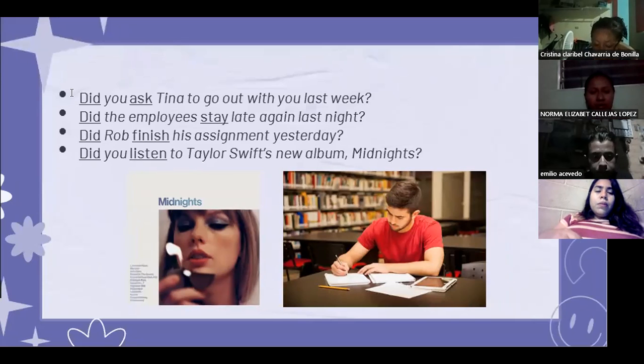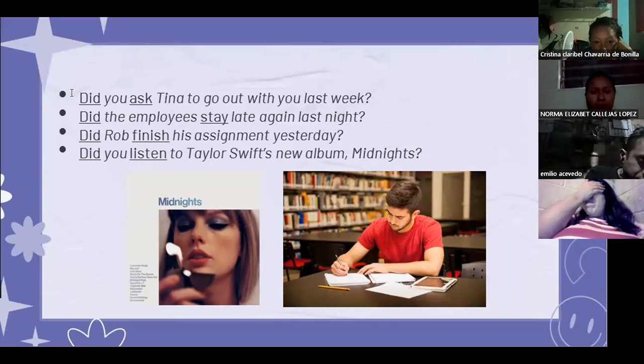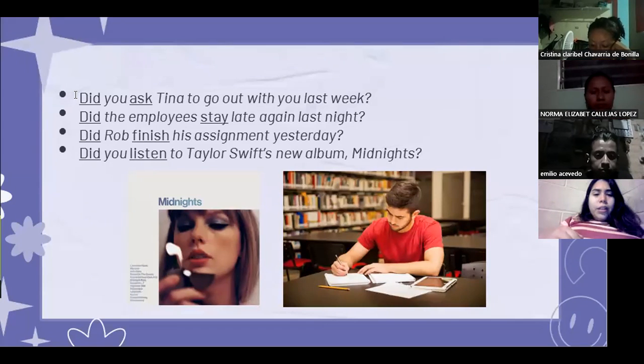The first one says, did you ask Tina to go out with you last week? Who wants to read the first one? ¿Quién lee la primera? Yo, teacher. Please, go, Georgina. Did you ask Tina to go out with you last week? Very good. Tina es el nombre de ella, ¿verdad? Tina. Did you ask Tina? Ajá. Perdón, no traigo mis lentes.